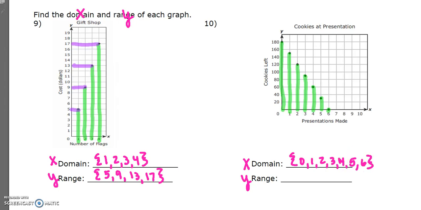And then my range, again, will go the other direction. If I start here, that is going to be at 0. This one is between 20 and 40, so I'm going to say 30. This one is at 60. This is between 80 and 100, so I'm going to say 90. 120, and between 140 and 160 is 150, and then 180. So let me write those. We had 0, 30, 60, 90, 120, 150, and 180. All right, good job.